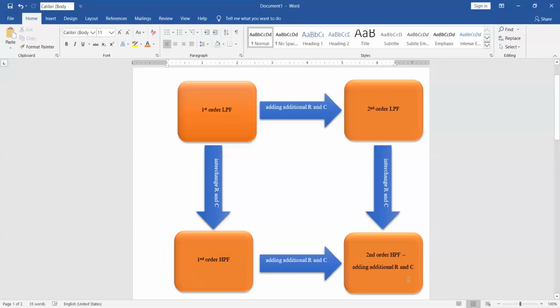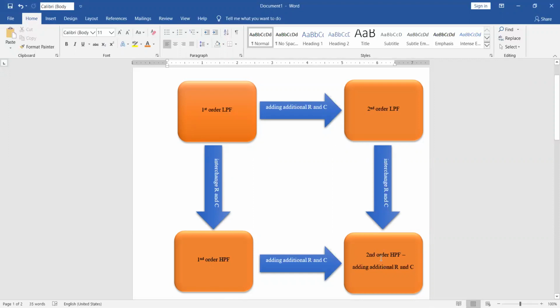See here, from the first order low pass filter, we can easily derive the configuration of the second order low pass filter by just adding an additional R and C. Next, if I want to draw the configuration of the first order high pass Butterworth filter, in the first order low pass Butterworth filter itself, I will interchange the R and C and I'll get the first order high pass Butterworth filter.